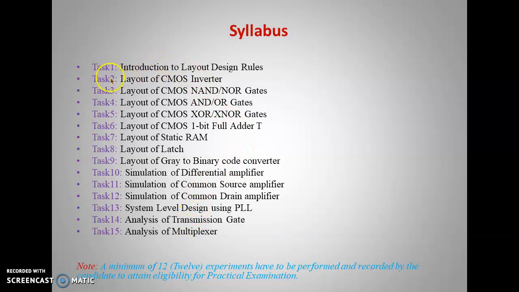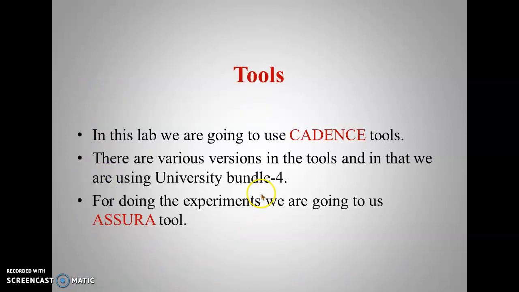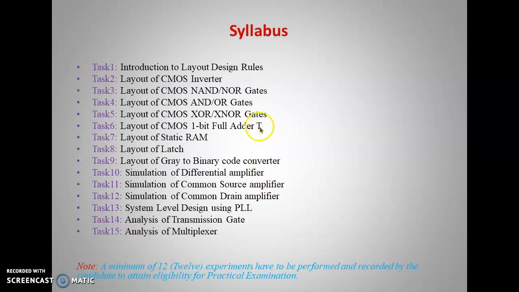in this particular task. And coming to the next task, we are going to see the inverter, and different combinational circuits, that is NAND, NOR, OR, XOR, and a 1 bit full adder. Later we are going to see static RAM, and next is the latch. After that, binary to gray converter, and different types of amplifiers we are going to see in this particular lab. Out of these 15 experiments, according to our college, 12 experiments are sufficient for attending the examination. So that is about the syllabus we have in our lab.